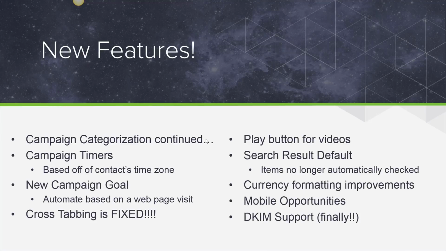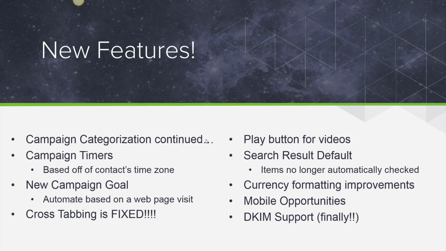First up, we've improved those campaign categories from last month, since you can now mass remove or add to multiple campaigns. Campaign timers can now be based off of the contact's time zone. Sounds familiar from last month, huh? We have a new campaign goal where you can now automate based on a web page visit. So excited about this one. Cross-tabbing has been fixed, and we'll go over that one a little bit later.